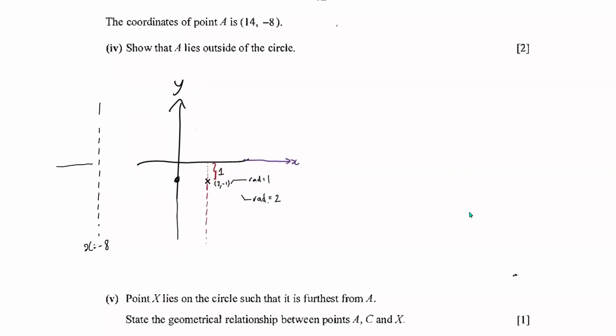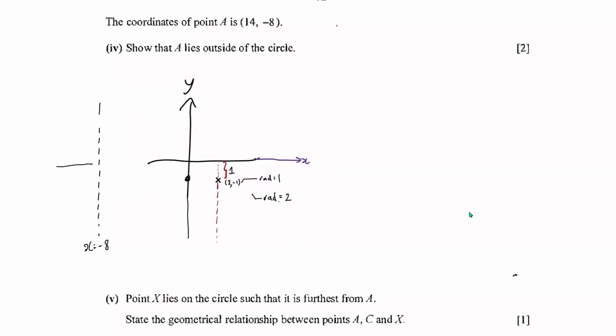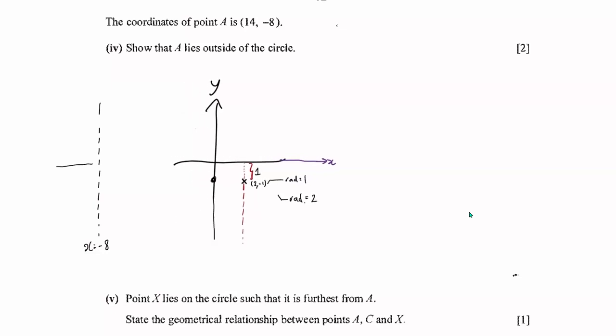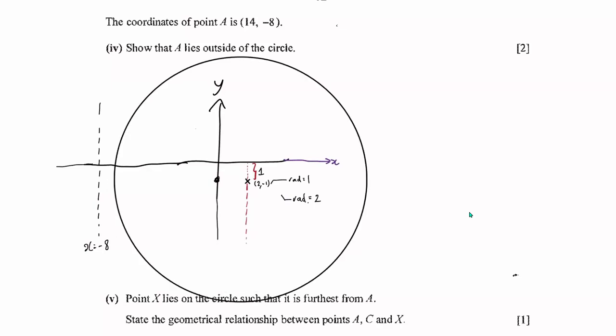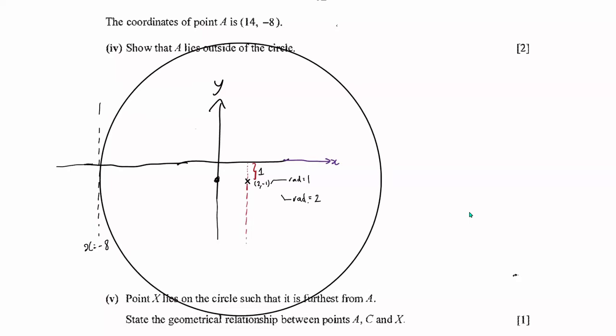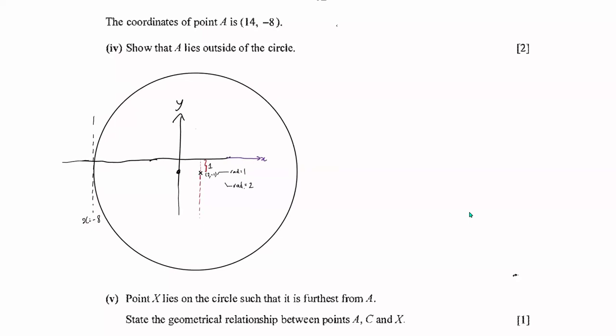If this is 2, I need to have 8. So it's maybe something like this. A huge circle. Okay, maybe I'll shrink it down a bit. Can you see? Okay, good. Extend the x-axis like this. Convinced? Good. So let's move on.